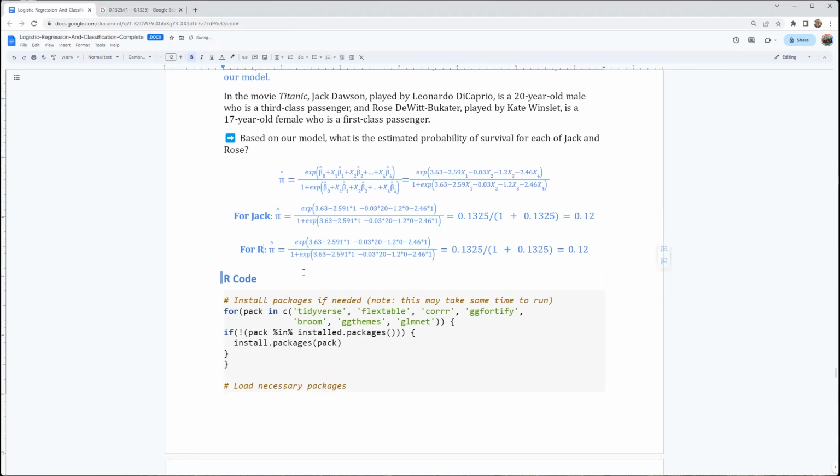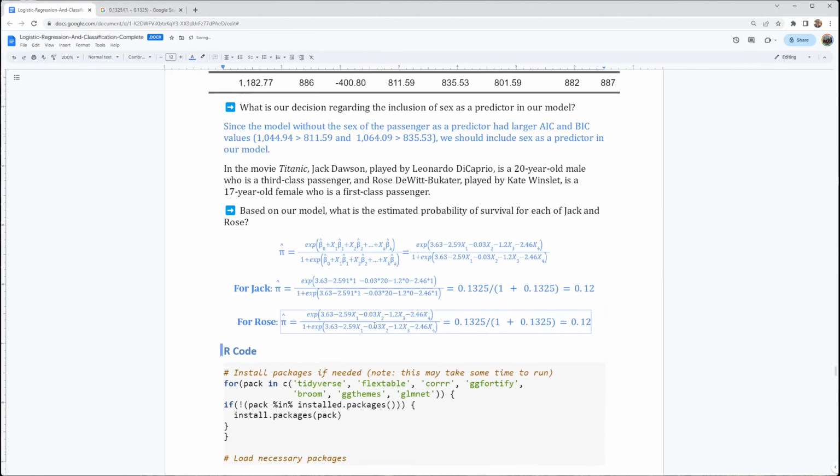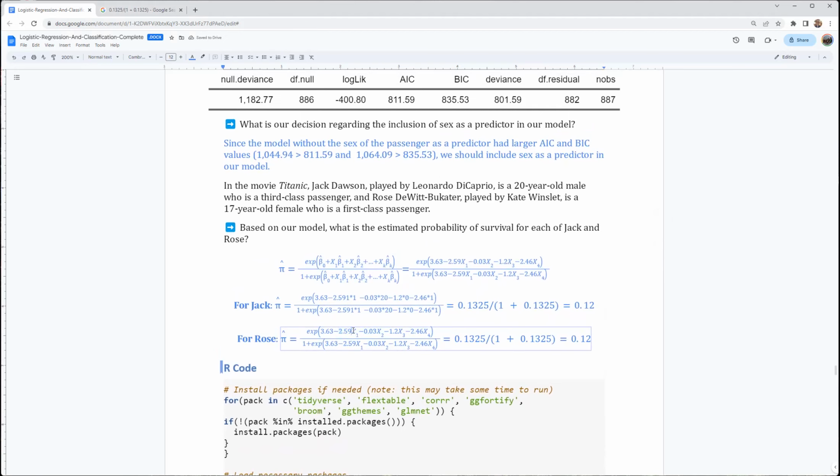And what about for Rose? Let's start with a fresh equation again. For Rose, X1 is an indicator of being male, so we'll say times zero because she was female. Her age, X2, in this case was 17. X3 is an indicator of being second class. She was first class, so it's times zero. X4 is an indicator of being third class. She was first class, so it's times zero. And then we can get this value for Rose.